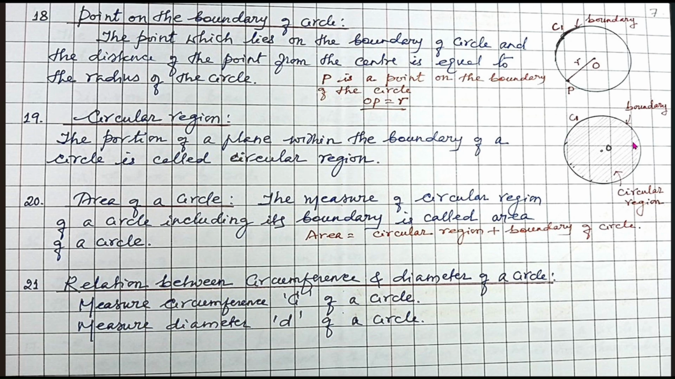Now the area of a circle is the measure of the circular region including its boundary. Therefore the area of a circle is the circular region plus the boundary of the circle.